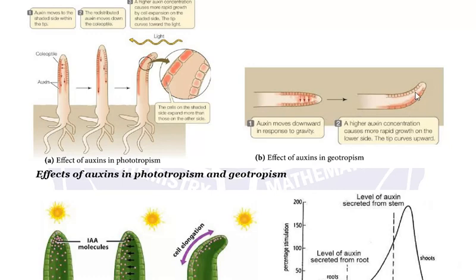So this cell will elongate more, and the elongation of this downward cell will cause the bending of this coleoptile tip towards the side where the cells have not elongated as much. So a higher auxin concentration causes more rapid growth on the lower side. The tip curves upward. So as you can see, in phototropism, the distribution of auxin is affected by light, and it tends to escape the direction of light illumination.